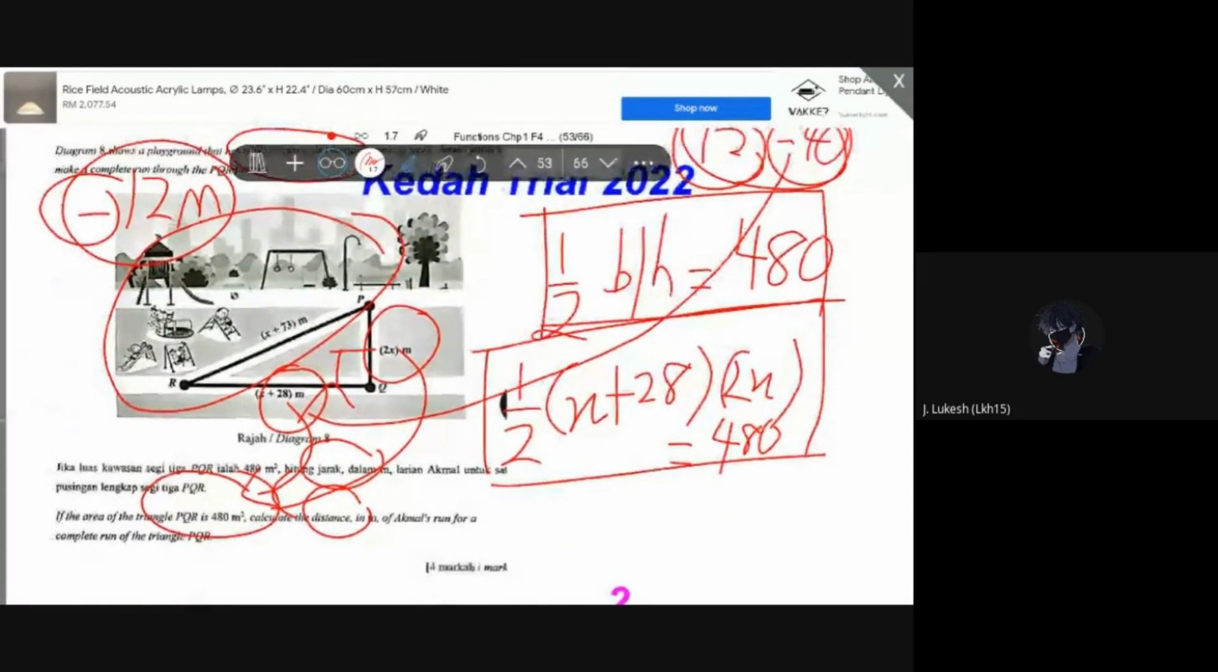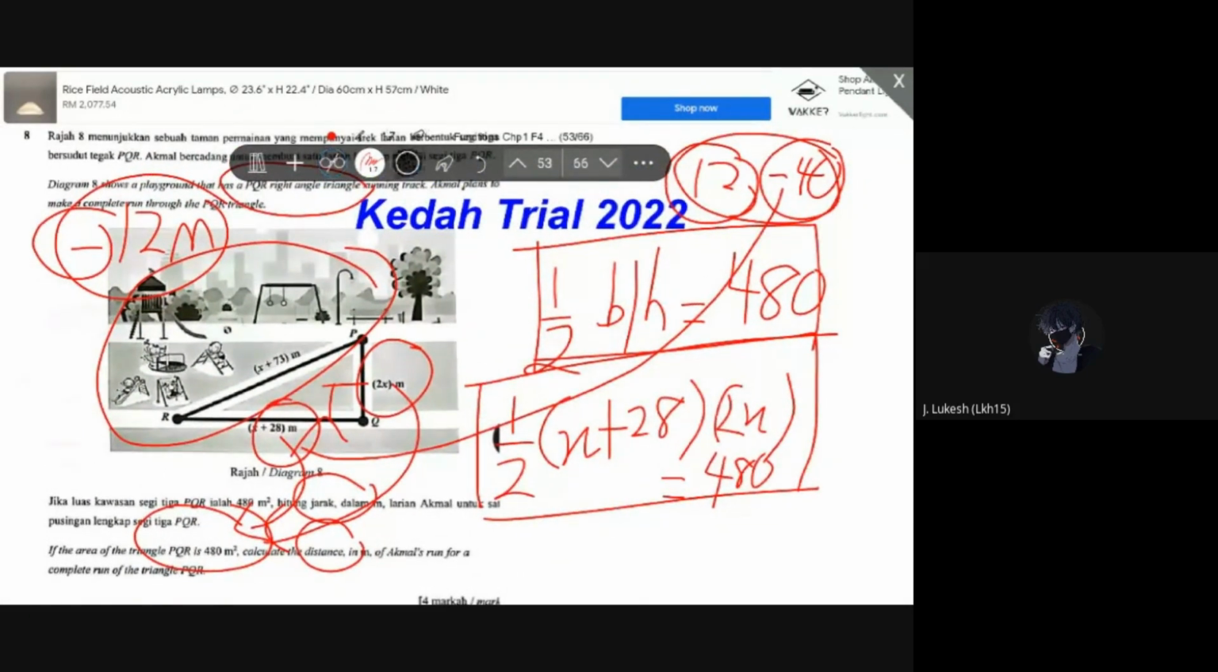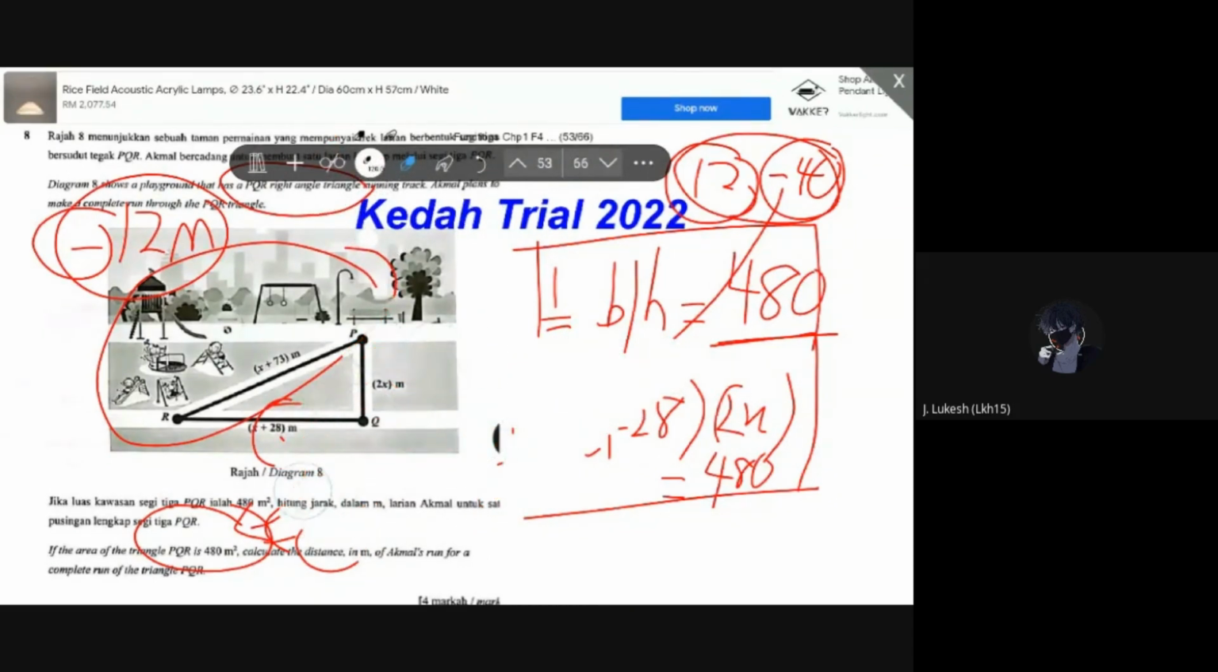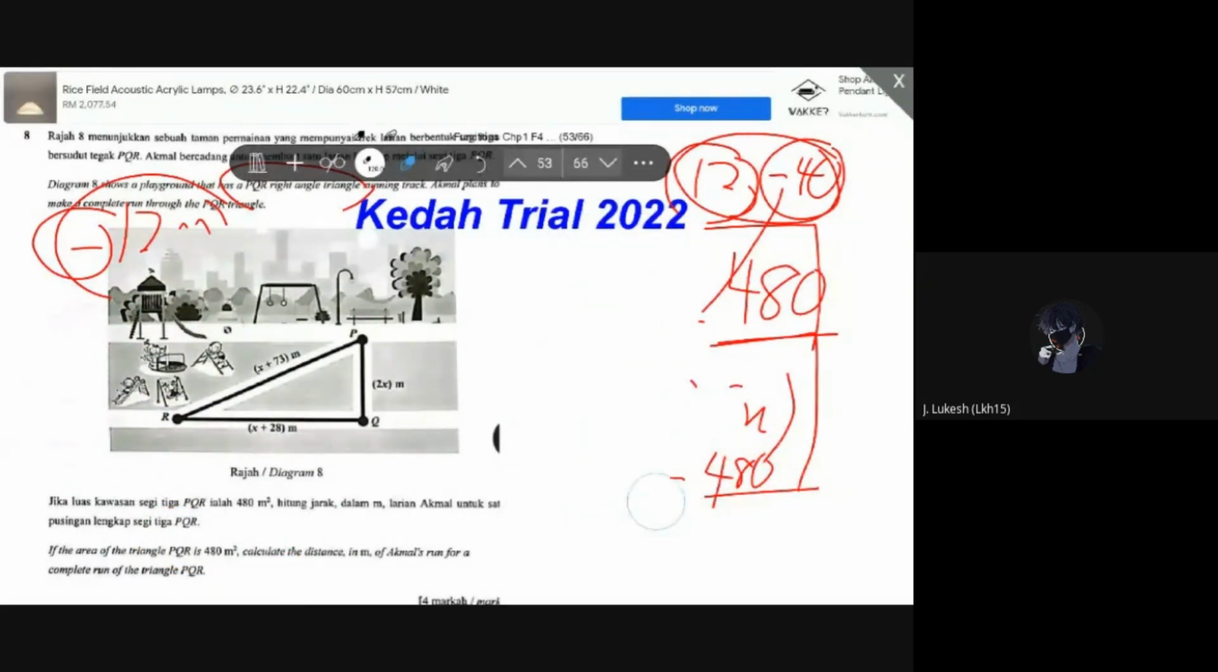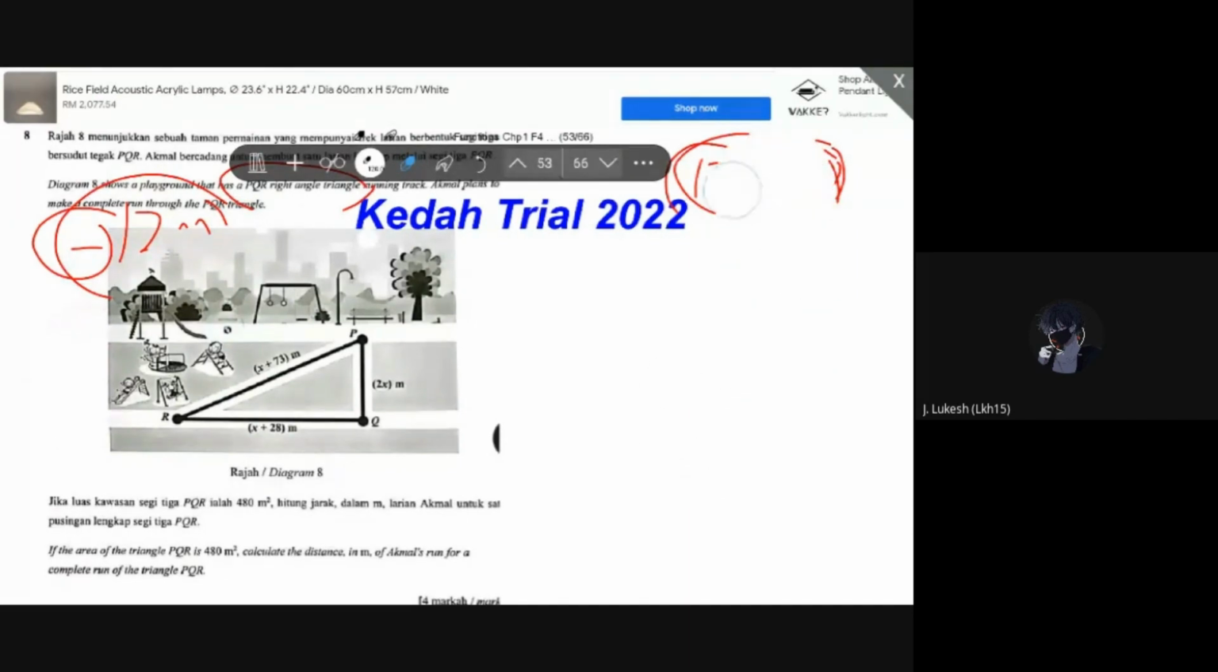So sekarang mereka nak kamu calculate the distance. So siapa-siapa boleh bagi jawapan terus tak? What's the distance? So sekarang mereka basically nak cari apa? What's the quantity they want to find now from this question? Very good. Perimeter means you all understand this question. Very good. Okay, so can you all tell the value? Then I will go through the question. One four nine, very good, correct.